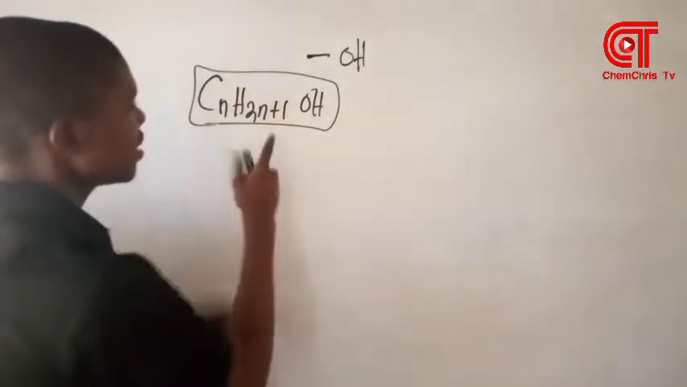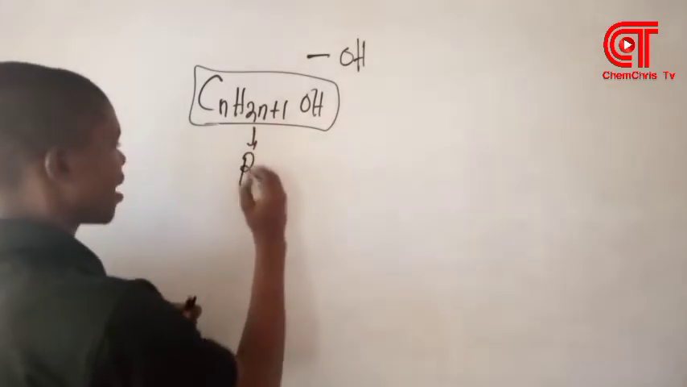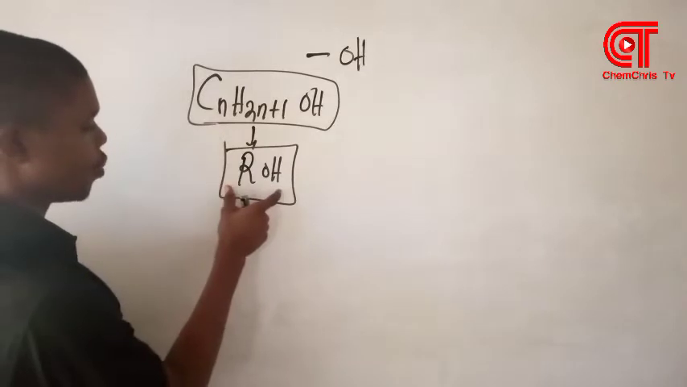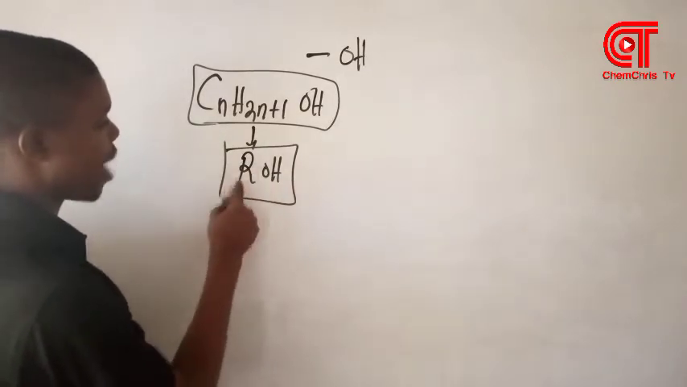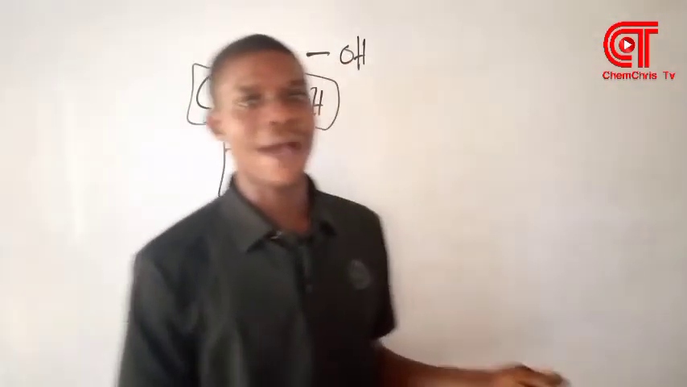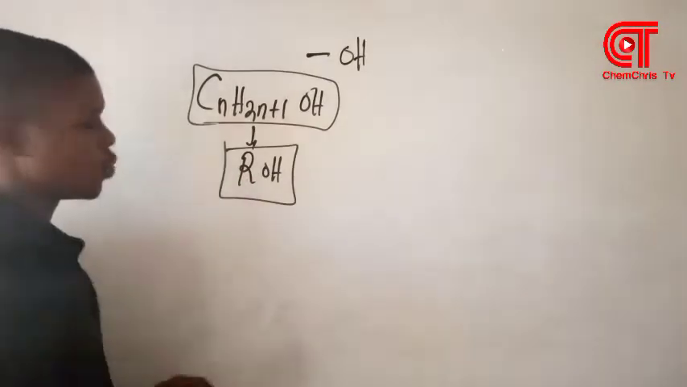Now this part is also called the alkyl group, so the alcohol is alkyl group OH. You get ROH, where R means what? The alkyl. It can either be the methyl, the ethyl, the propyl, and the rest. Do you get that? This is what you want to take note of.